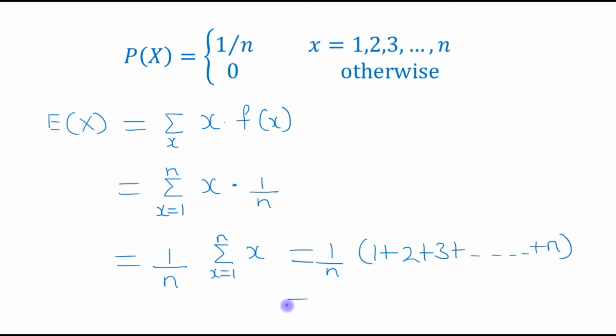1 upon n, and this will become n into n plus 1 upon 2, because the sum of first n natural numbers is n into n plus 1 upon 2. This will be cancelled out. So expected value of x is calculated as n plus 1 upon 2, and now we need to calculate variance of x.